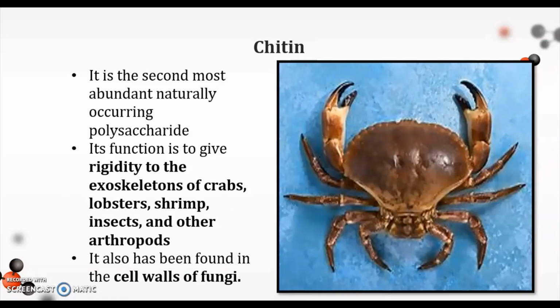Chitin is the second most abundant naturally occurring polysaccharide. Its function is to give rigidity to the exoskeleton of crabs, lobster, shrimp, insects, and other arthropods. It is also found in the cell walls of fungi.